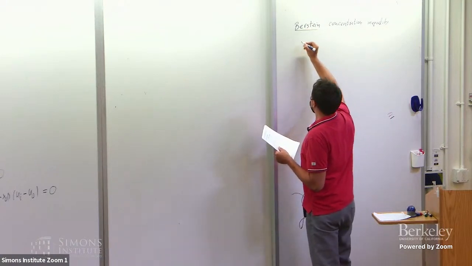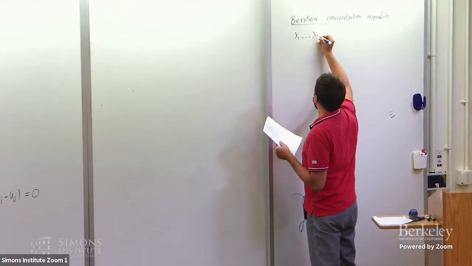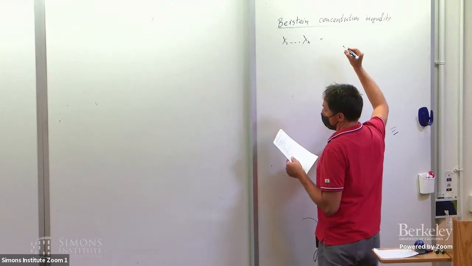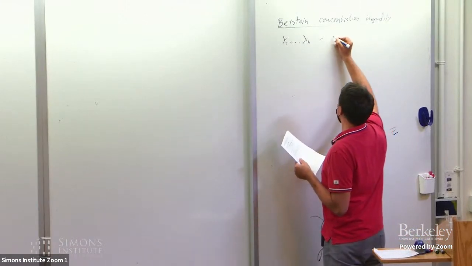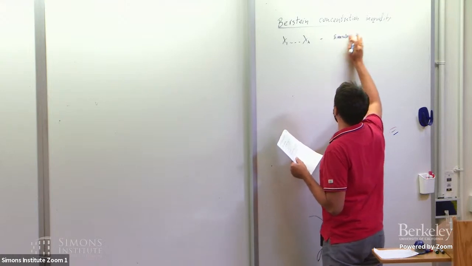So let's assume, this is all in R. We have x1 to xn, random variables with values in R.